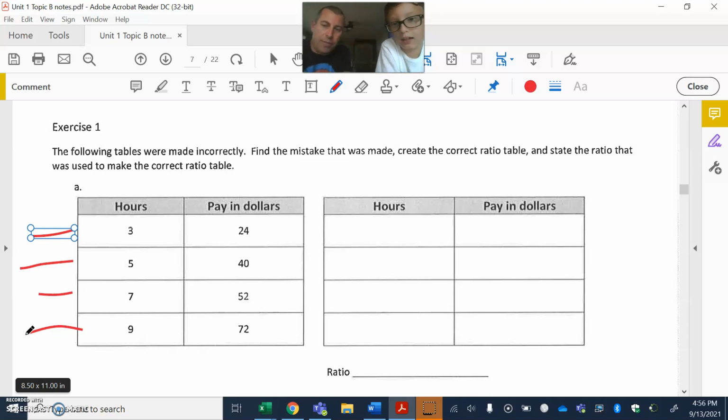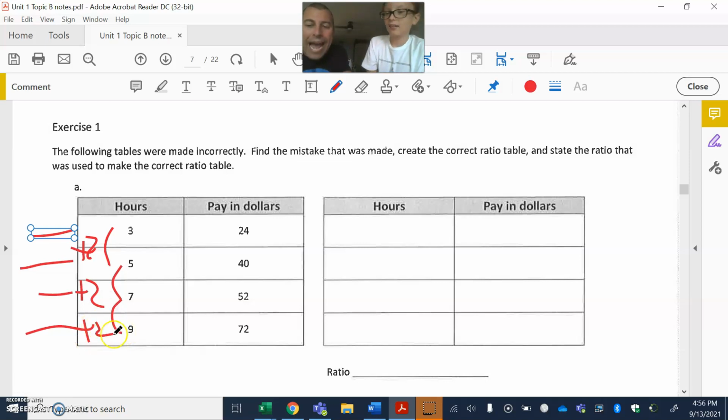So let me ask you here. What do you do to a 3 to get to a 5? Just add a 2. Yeah, exactly there. So I'm going to put that down. What do you do to 5 to get to a 7? Add a 2. All right. And what do you do to a 7 to get to a 9? Add a 2. So we have a definite pattern that's here.